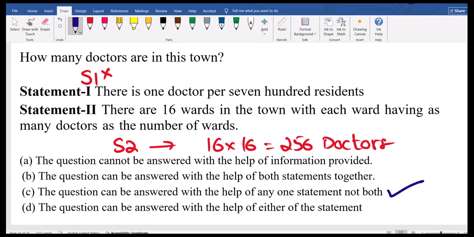So 256 doctors are there in the town that we have in clarity. Right? In fact, to be precise, they have to mention that the town name must be X. Here also town X, like that they have to mention. Is the town and this town the same or not? That's the problem. When it is a government job exam, they'll definitely mention that.